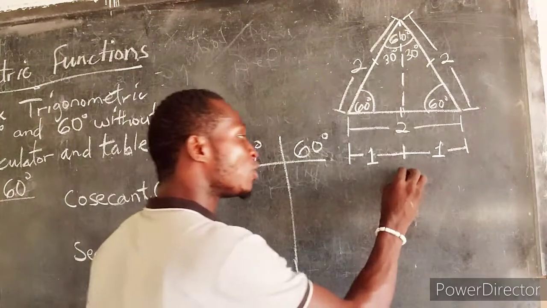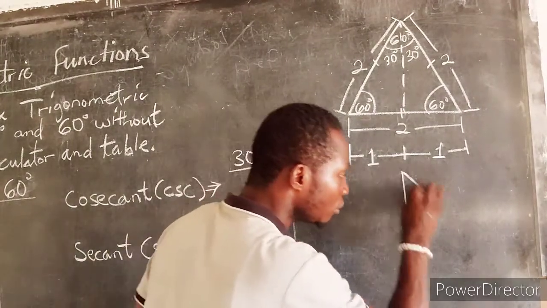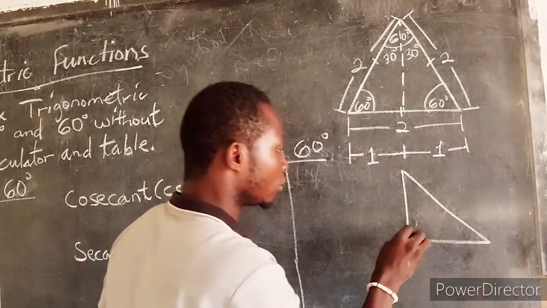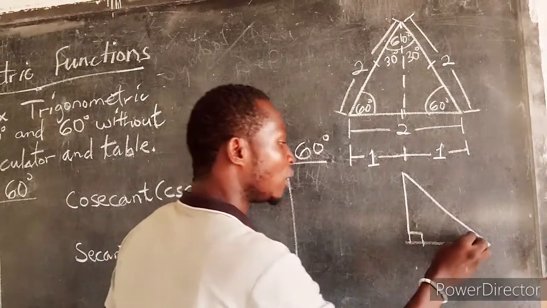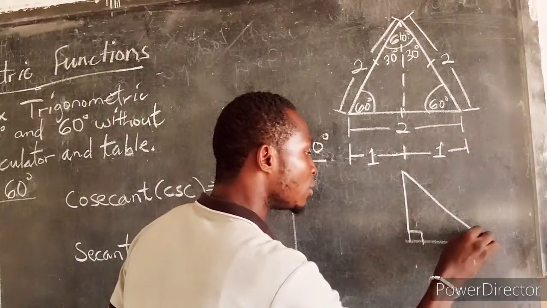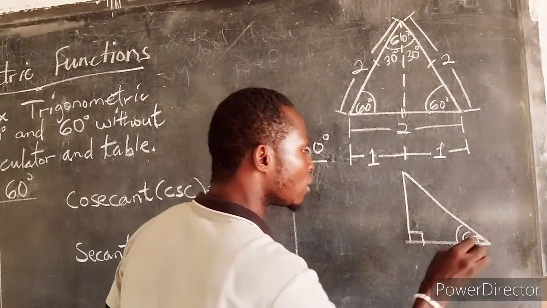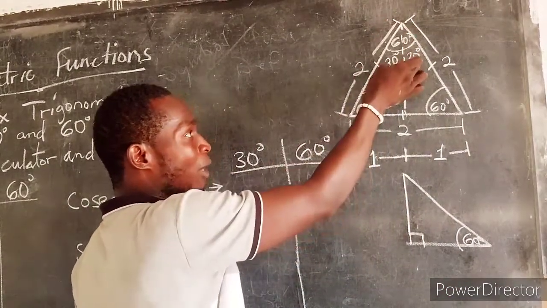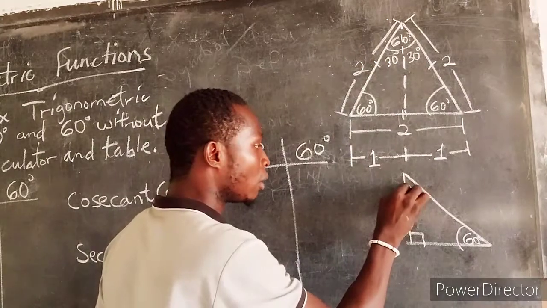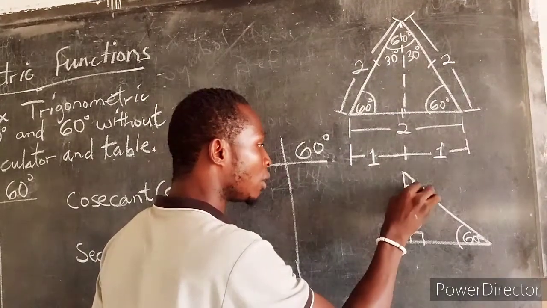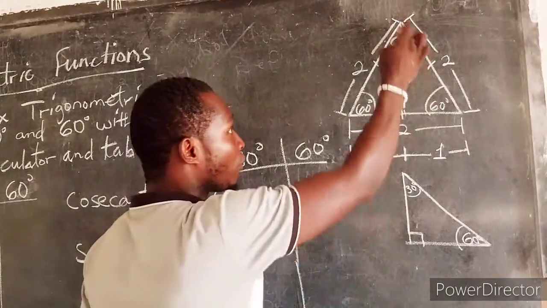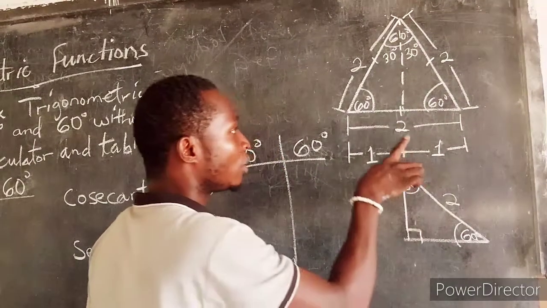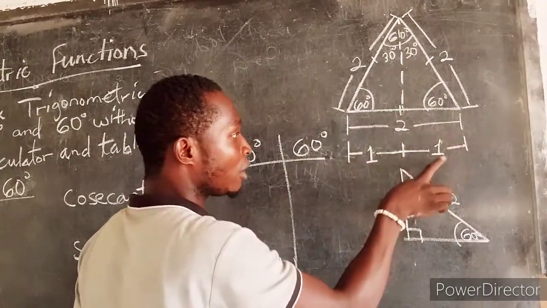So if we consider one of them, here we got 60 degrees, 60 degrees in this corner. Here, as we have bisected, we got 30 degrees already. Here we got 30 degrees. The distance from here is 2. The distance from here is positive 1.